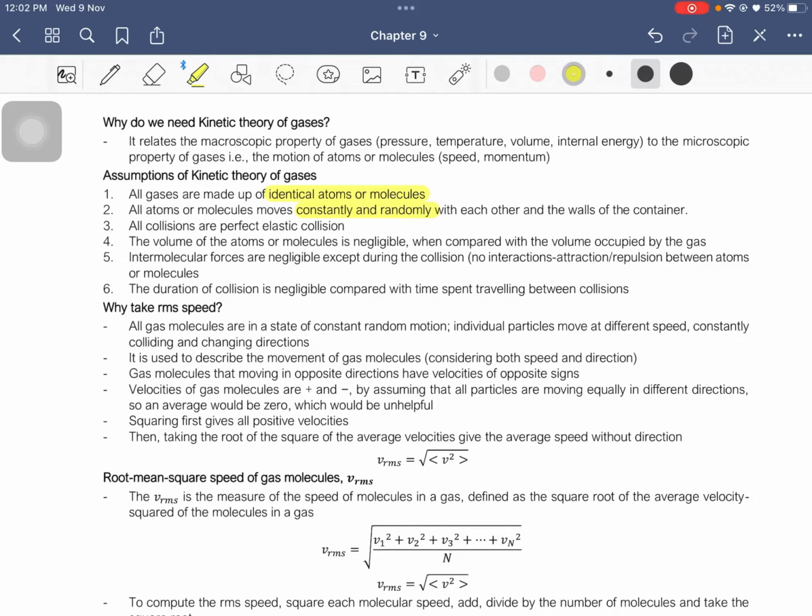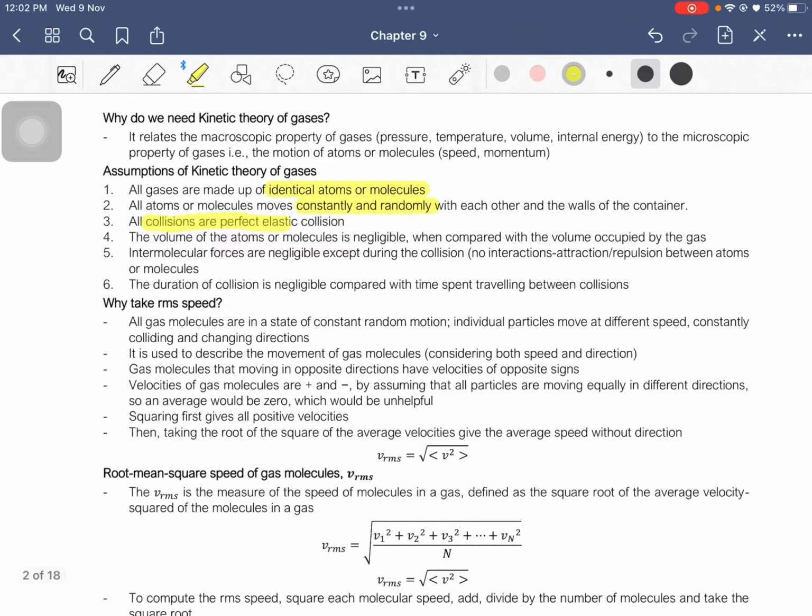So because they keep on moving, there are collisions, and the collisions are perfectly elastic. The volume is negligible when compared with the volume occupied by the gas. Intermolecular forces are negligible except during collision. So there is basically no interaction, attraction or repulsion between the atoms or molecules.